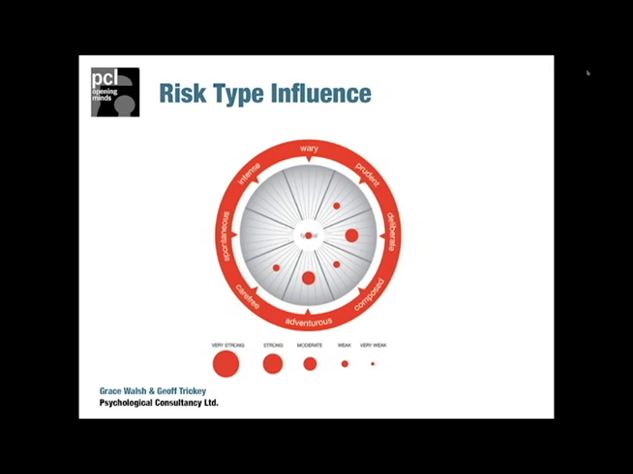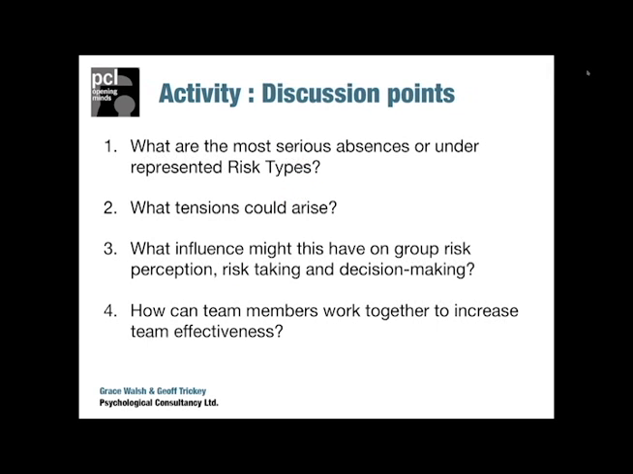And then the second graphic is about the influence for each of the risk types. And you can see in this illustration, the deliberate and the adventurous have a lot of influence. And again, there's three which have no influence whatsoever, not on the radar. So again, a number of questions. It's all the time trying to get people to discuss and contribute, participate in the process. So what are the tensions? What influence might this have on a group risk perception? How can team members work together to increase team effectiveness in that particular scenario?